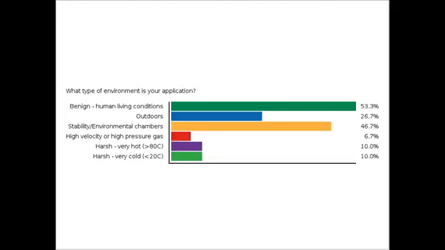And then the last two are about temperature. Are you in a very hot environment, very cold environment? We'll talk in the next slide a bit more about how these different things could affect the price of the instrument you choose. We'll give this one a few more seconds, and again, you can choose more than one.